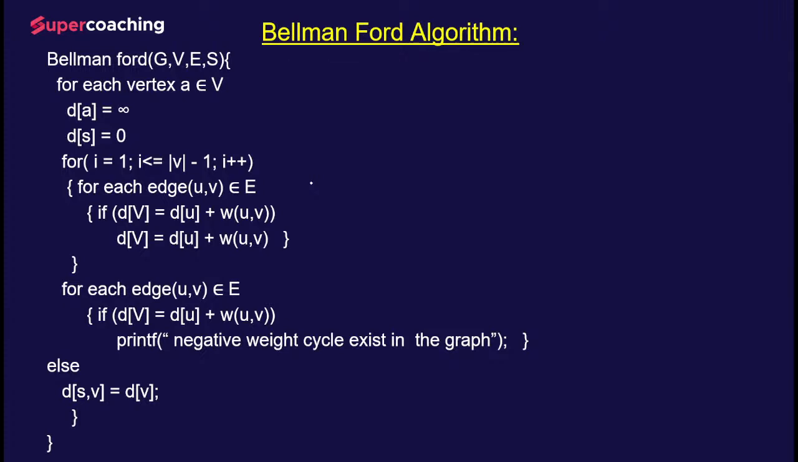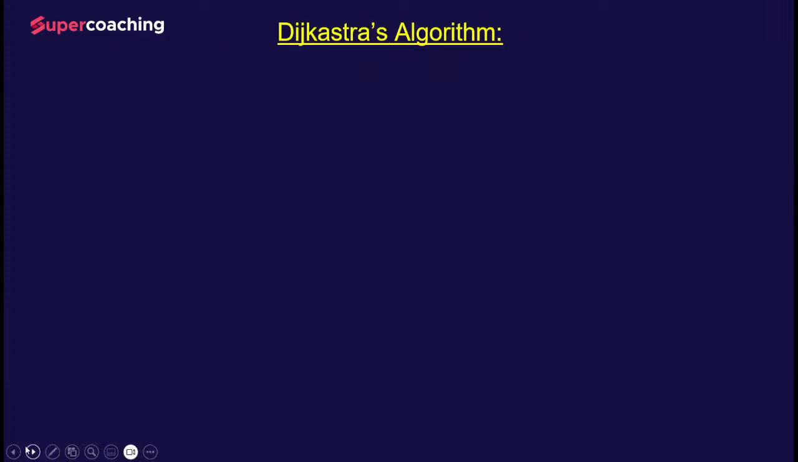So after this, next we have the Bellman-Ford algorithm, because there is a shortcoming in the Dijkstra's algorithm. That is, it does not cover the negative weight cycle. But in a graph you can have negative weight cycles. So in order to overcome this drawback, we are going for the Bellman-Ford algorithm. So that's for the Bellman-Ford.